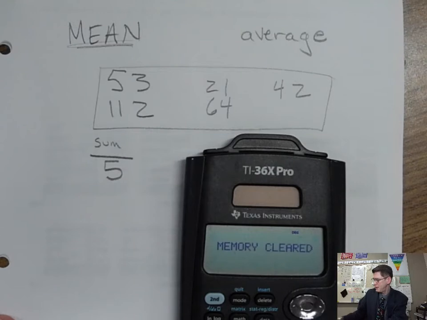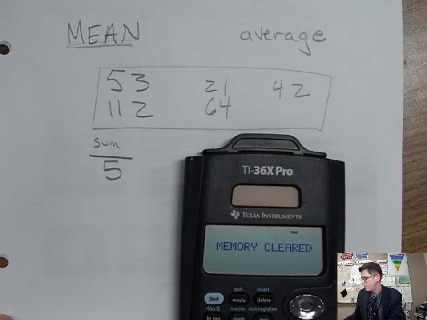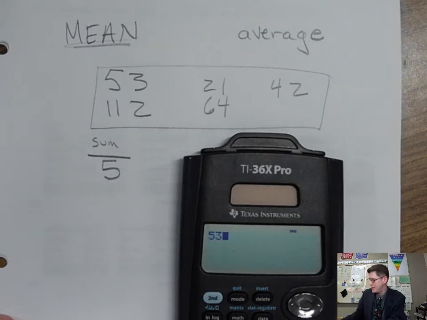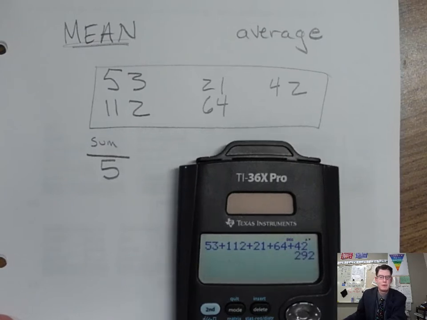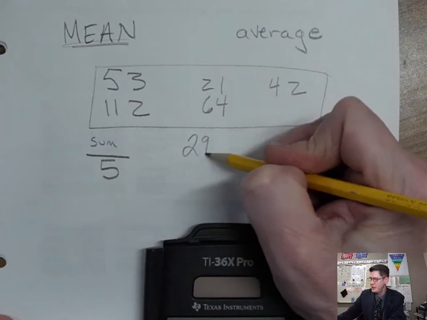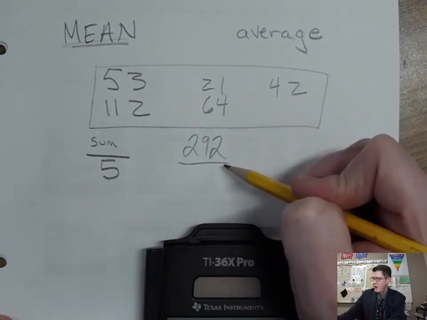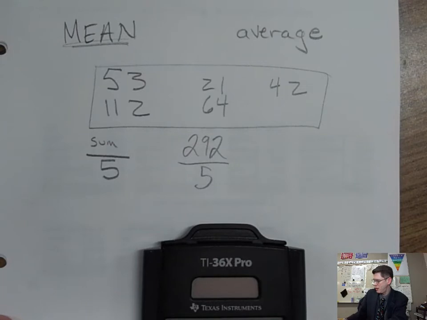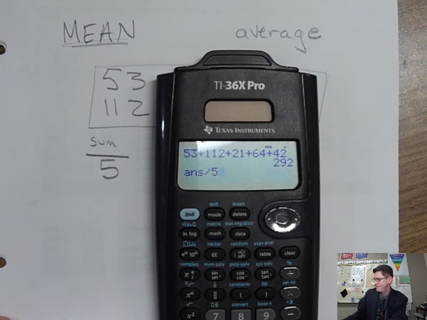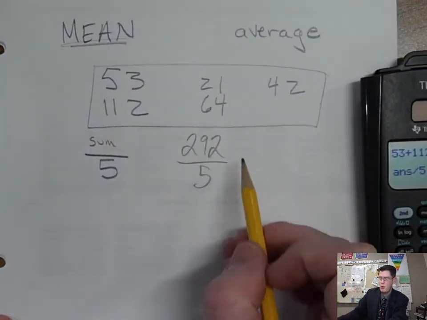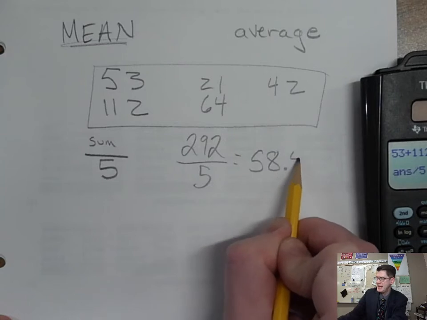I take 53 and I add to that 112. And I add 21 plus 64 plus 42. When I add up the numbers, I've got 292 years of teacher life. When I divide that by the number of teachers there are, divided by 5, I just pushed the divide by button, 5, 58.4. I just found the mean age of these teachers.